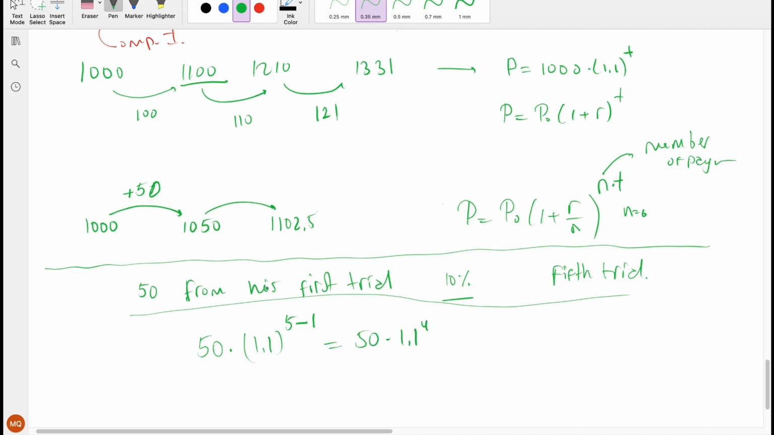So you have to be careful about what's the initial value. 50 is actually not the initial value. 50 is the value of y when x is equal to 1.